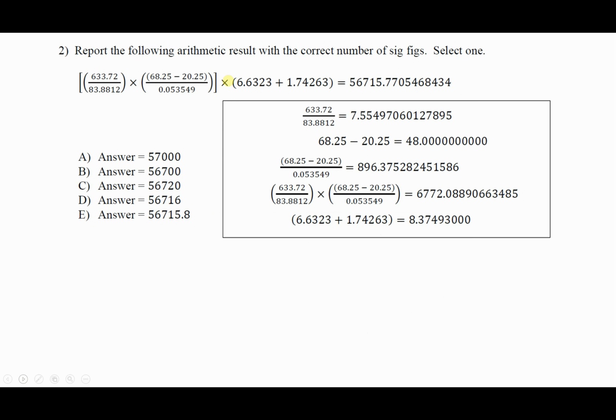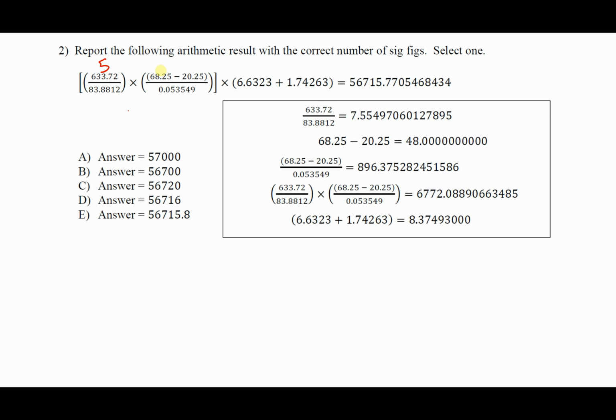Okay, so now we have 3 things we're multiplying together. Of course, these are in brackets. You can do them first, but you can do them all together at the same time. That's up to you. You'll get the same answer. So let's figure out what these numbers are we're multiplying, because once again, the smallest number of sig figs is what dictates how many sig figs there will be in the answer. So the first one is 5 sig figs divided by 6 sig figs, which means whatever this is, it can only have 5 sig figs.